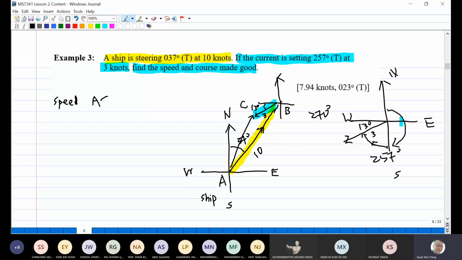And then the course made good. Because the current changes the direction of the ship, the speed made good is this one, and the direction, the course made good, is this one. Eventually the course made good is the angle AC. So this is how you analyze a problem.